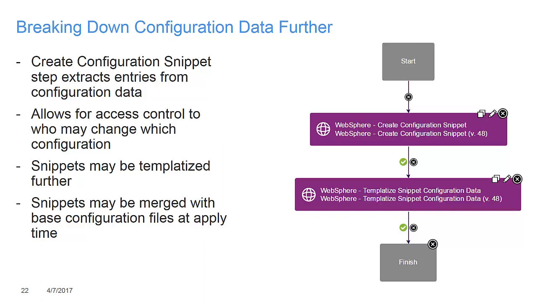Snippets could also be used to create templates for objects. So let's say you extract a JDBC provider as a snippet. You could templatize it further to make the properties of the JDBC provider into tokens, and that will allow users to easily create additional JDBC providers using that snippet as a template.